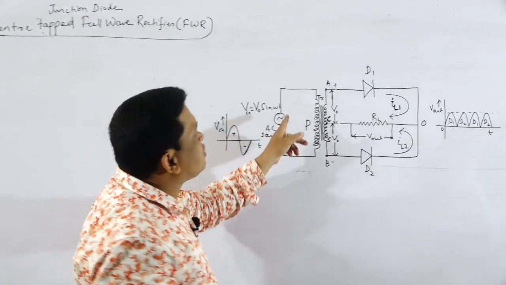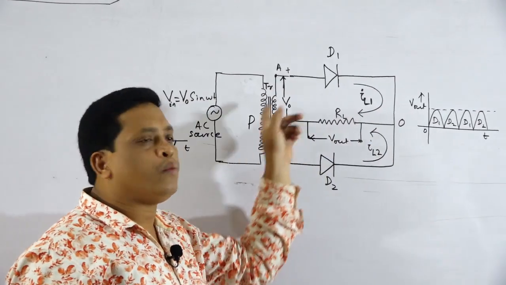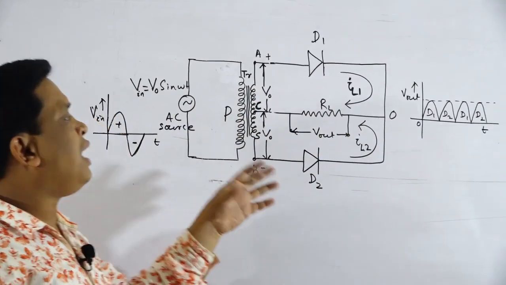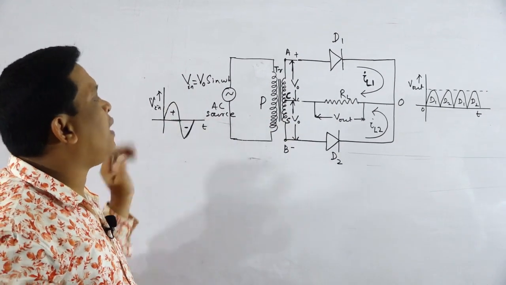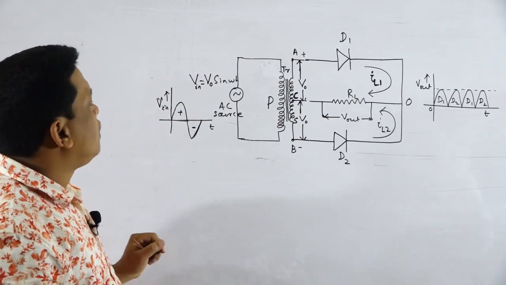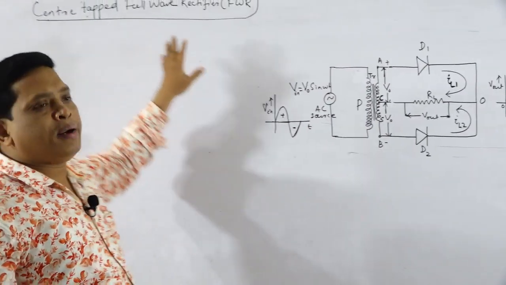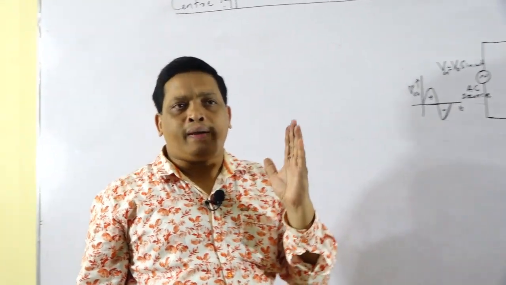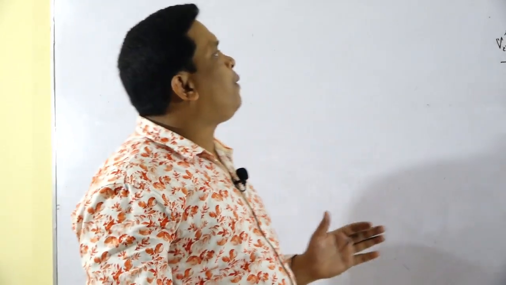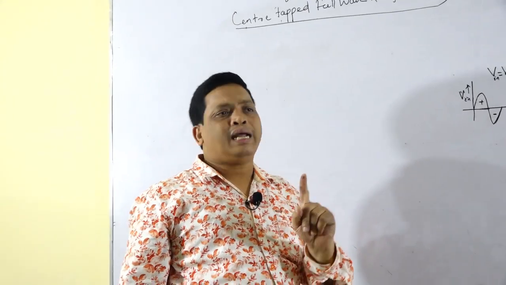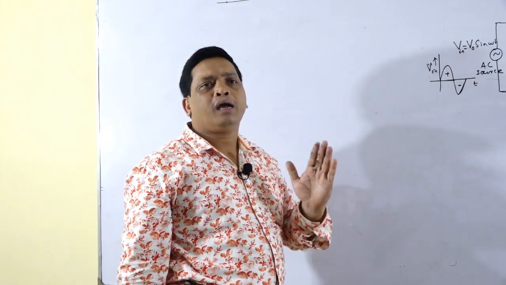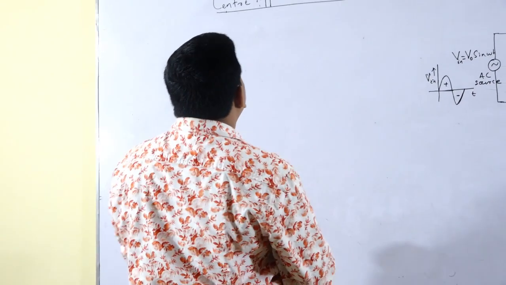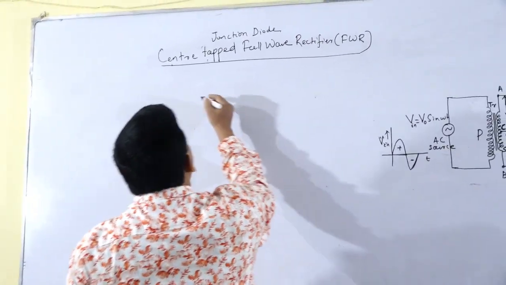Now, just look at the circuit diagram which we used in our last class regarding center tapped full wave rectifier. The performance of the full wave rectifier can be studied by help of two parameters, that is its efficiency and ripple factor. Efficiency and ripple factor.